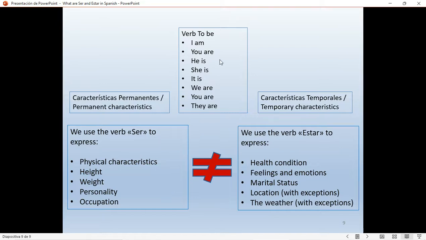In summary, verb to be. We have two verbs in Spanish, ser and estar. Ser works for permanent conditions of the subject, and estar works for temporary conditions of the subject. Verb ser is used for physical characteristics, height and weight, personality and occupation, and estar is used for health conditions, feelings and emotions, marital status, location with exceptions, and the weather with exceptions.